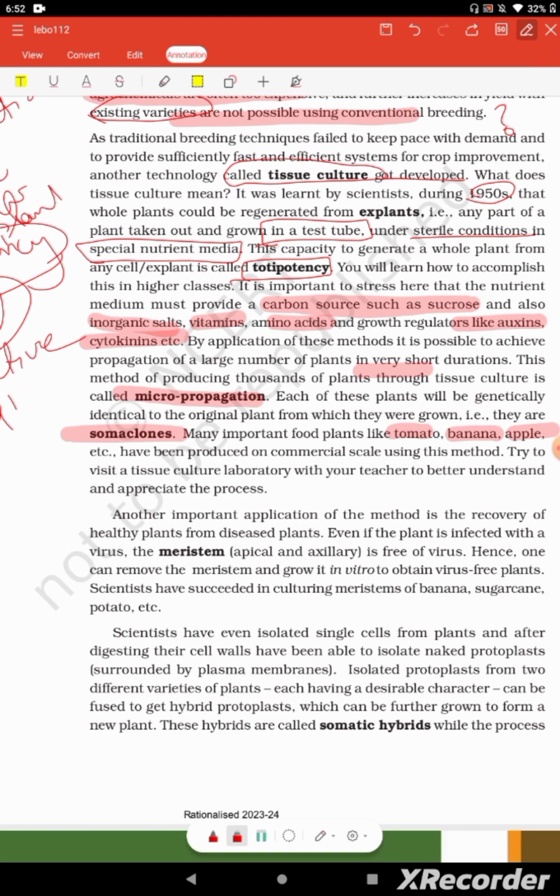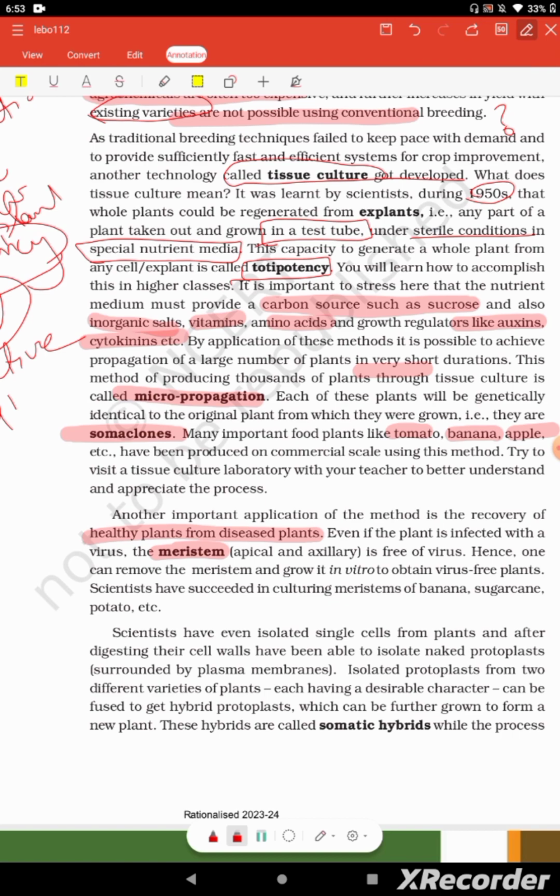another important application of this method is recovery of healthy plants from a diseased plant. Even if the plant is infected with virus, the meristem is free of virus. As I told you, meristematic cells are newly growing cells. They are present either in the apical or axillary part of the plant. So you can recover a healthy plant from a diseased plant with the help of growing the meristematic tissues of that plant in a test tube or in laboratory conditions.